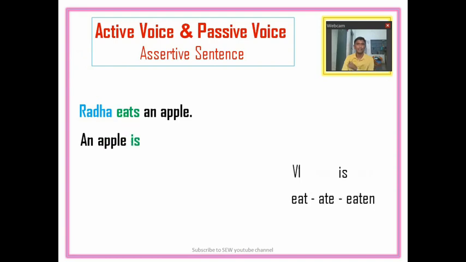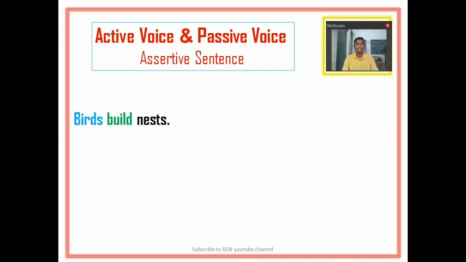Next, what are the verb forms of eat? Eat, ate, eaten. So the V3 form is eaten. The preposition by should follow the main verb. So by, and the subject is Radha, and Radha will become Radha only. So an apple is eaten by Radha. It's a passive form.